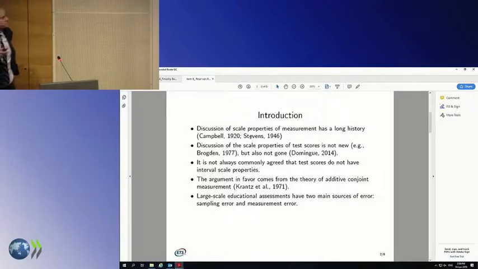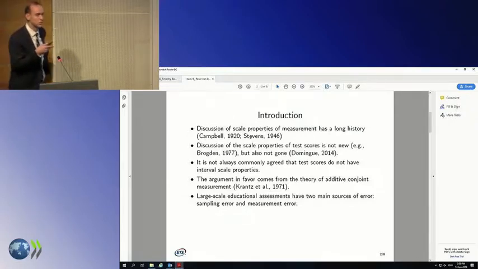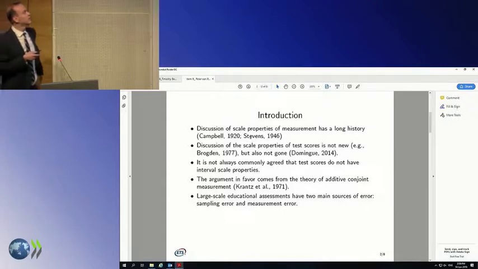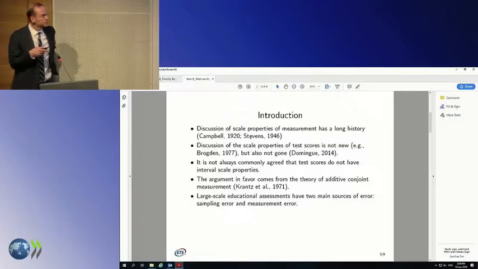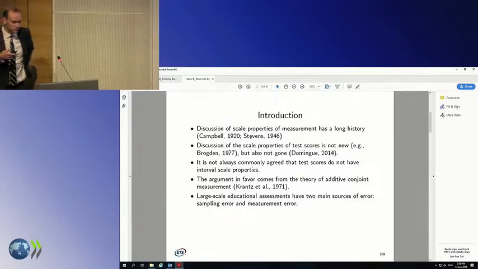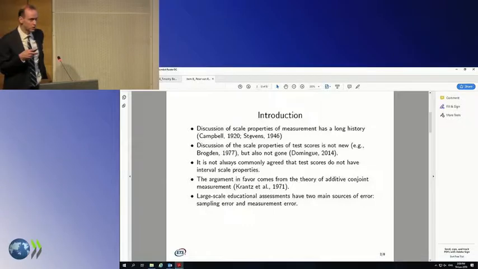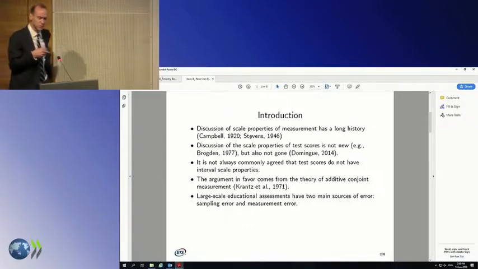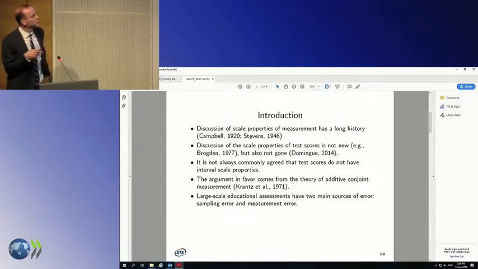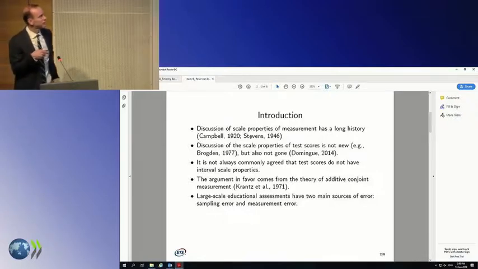And even though it's sometimes mentioned that it's agreed upon that test scores do not have interval scale properties, this is not always the case. The argument in favor of test scores having interval properties comes from the theory of additive conjoint measurement from mathematical psychology, the book by Krantz, mostly with contributions by Duncan Luce, are relevant, and I'll get back to that in a little bit.